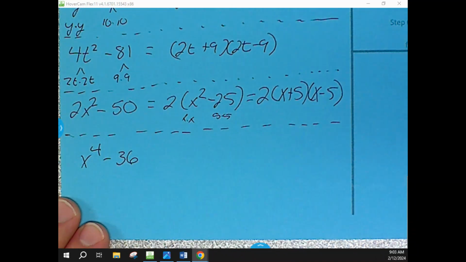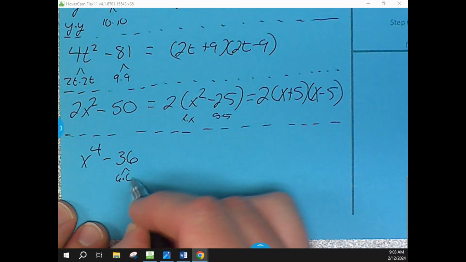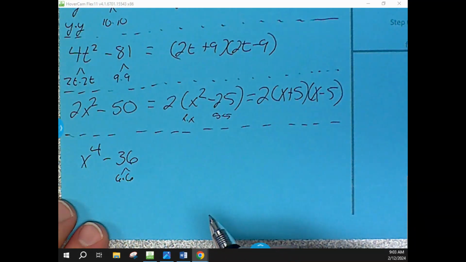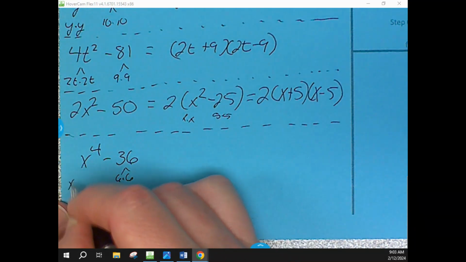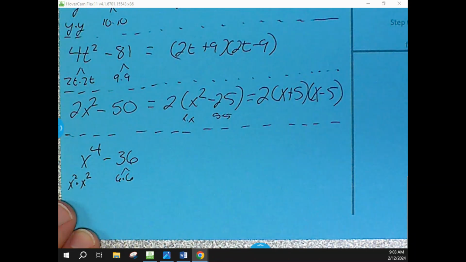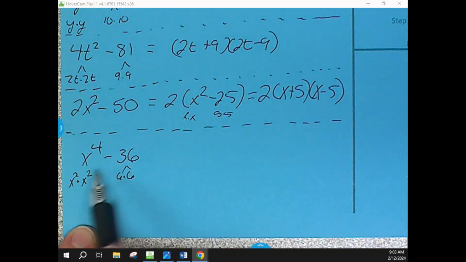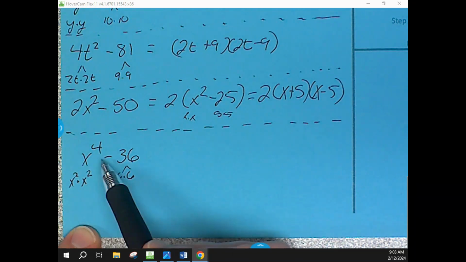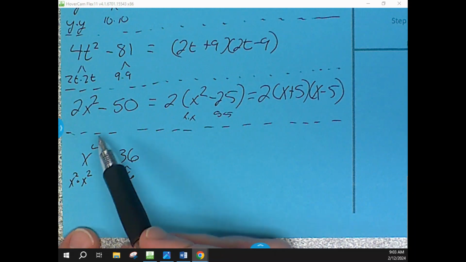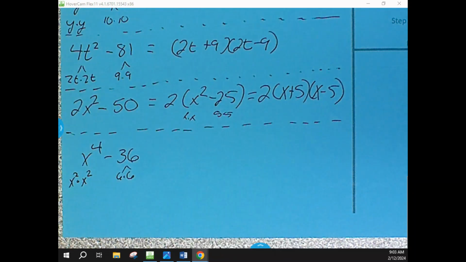Let's go x to the 4th minus 36. But you may be going, well, okay, it's got to be perfect squares. That's not a square number. Nope, it's not. But because we know 36 is 6 times 6, so we're good there. But if it's x to the 4th, couldn't we do x squared times x squared to get x to the 4th? So even though it's not a square term here, if the exponent on your variable is an even number, 2, 4, 6, 8, 10, it's always a perfect square because you can just cut it in half.